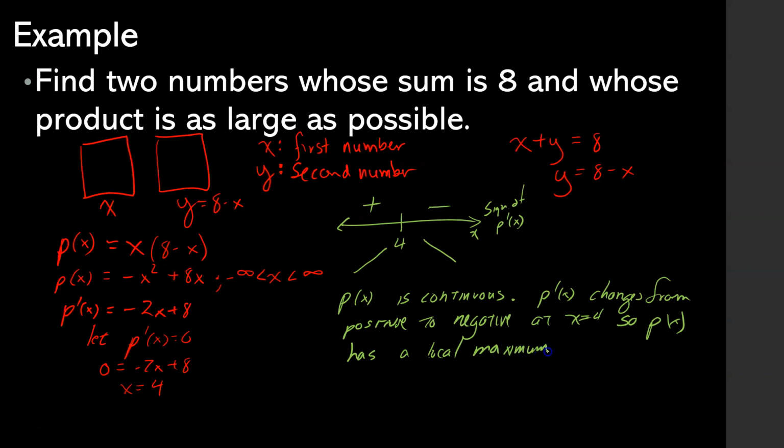Okay, so that's the justification, but that isn't really an answer. It told us to find two numbers that have this sum of 8. So I need to go back and say, let's see, and the product is maximized.